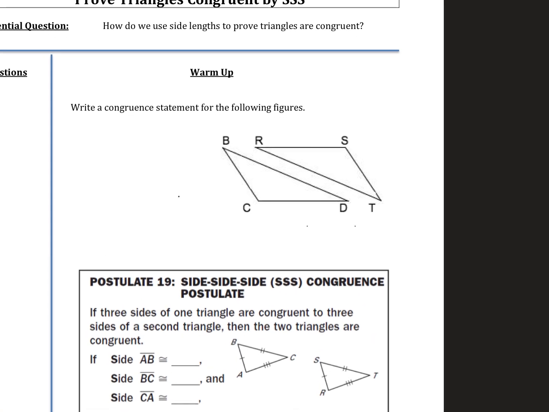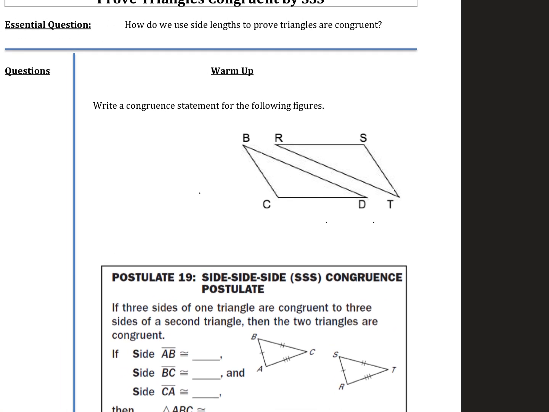All right, we have a warm-up here. It says, write a congruent statement for the following figures. So you are matching angles and sides together, so you should have something like triangle ABC is congruent to triangle DEF, something like that, okay? So why don't you go ahead and see if you can do that.